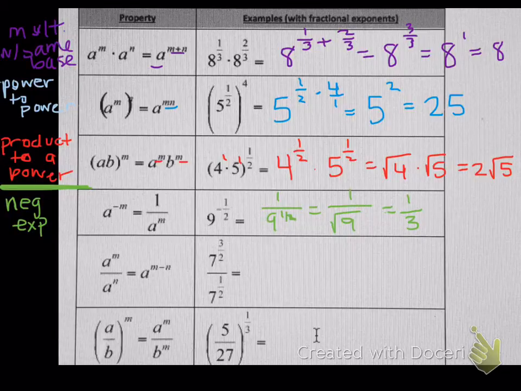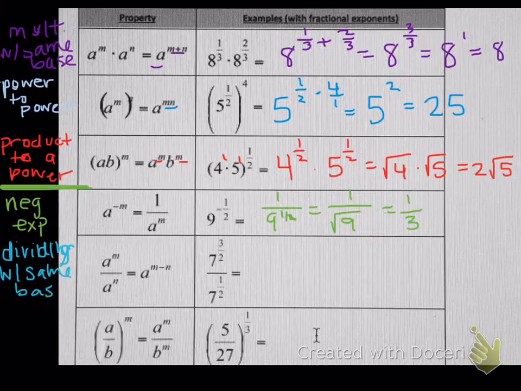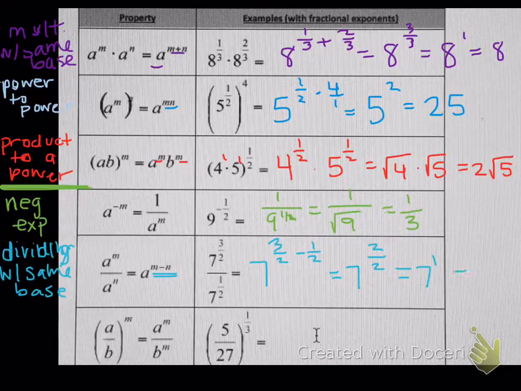Our next one we will call dividing with the same base. This is kind of similar to the first one. The first one was multiplying with the same base, and I added the exponents. So now when I'm dividing with the same base, notice we subtract the exponents. So here I'm dividing, I have 7, so I have the same base, so I'll say this is 7 to the 3/2 minus 1/2. I have those common denominators, so I have 7 to the 2/2, which again is 7 to the first power, which is 7, so we're done.